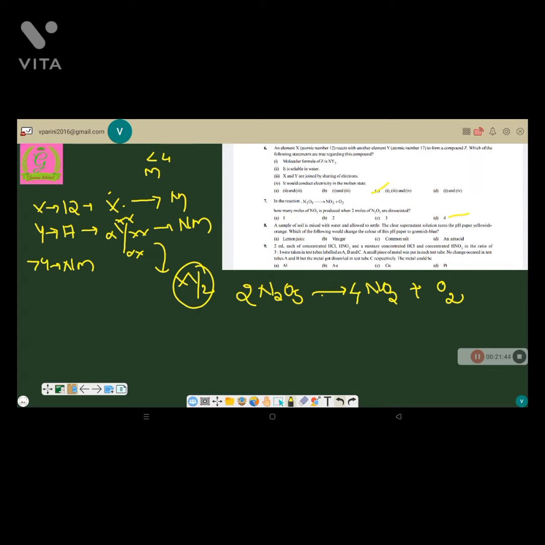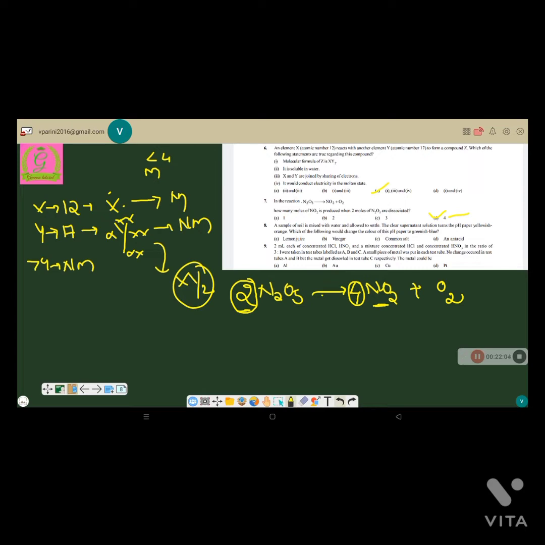What they are asking is how many moles. The coefficients here are also called the number of moles. How many moles of NO2 are produced when 2 moles of N2O5 are dissociated? How many moles will be formed? 4 moles. So the answer is 4.